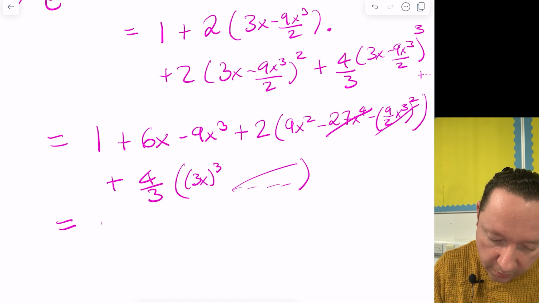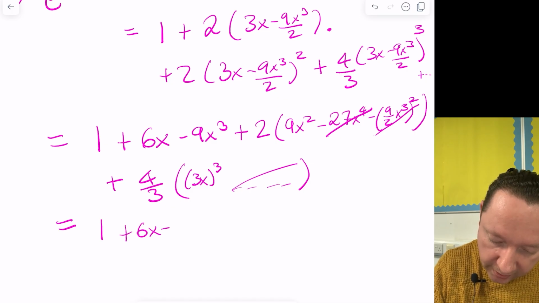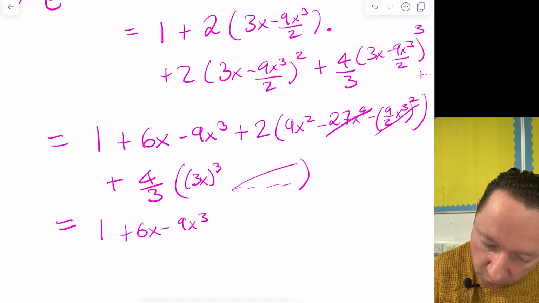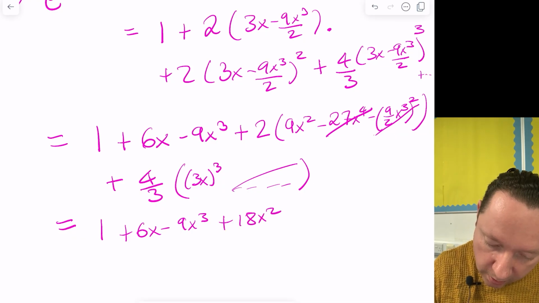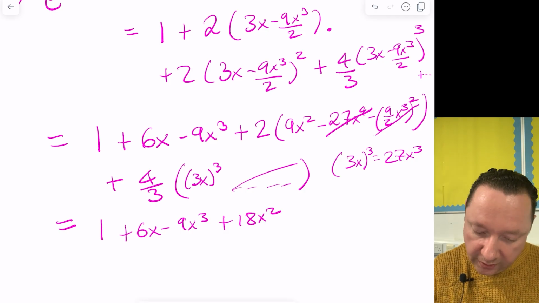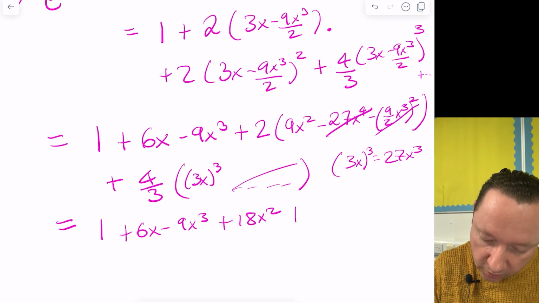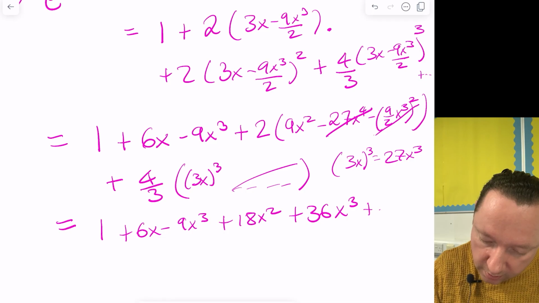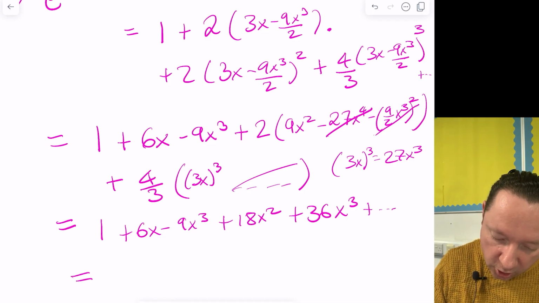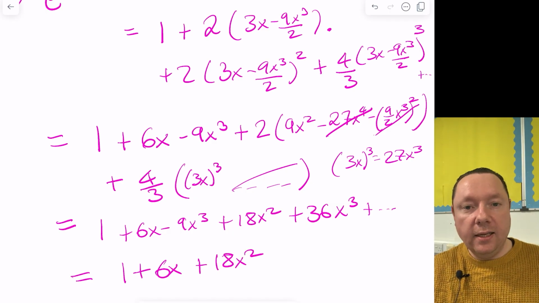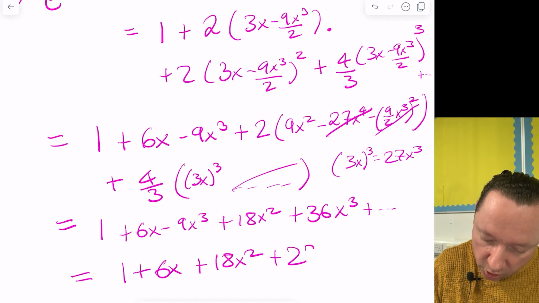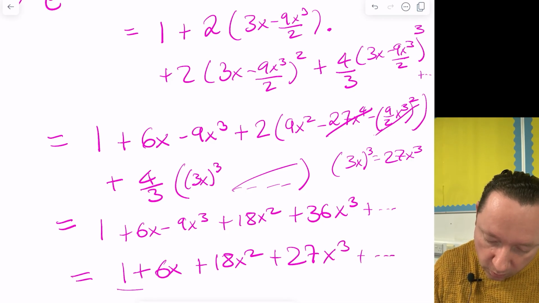So that gives me 1 plus 6x minus 9x cubed. 2 9s is 18x squared. And 3x cubed, I'll just do this at the side, is 27x cubed. So 27 divided by 3 is 9, 9 4s is 36, so plus 36 x cubed. Simplifying that a little bit, you get 1 plus 6x plus 18x squared, 36 minus 9 is 27, plus 27x cubed. And there would be other terms, but we'll just not work them out.